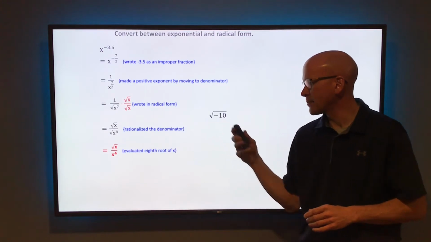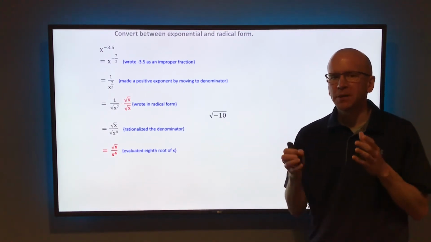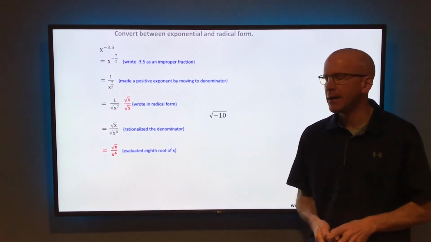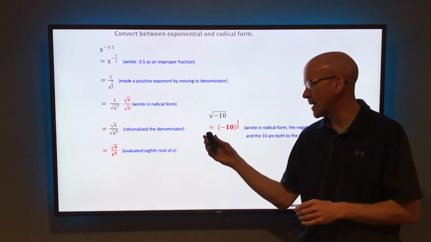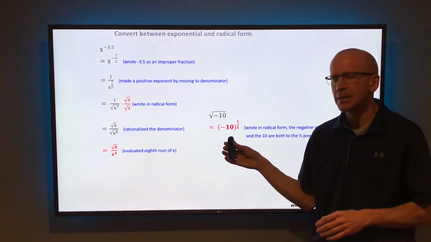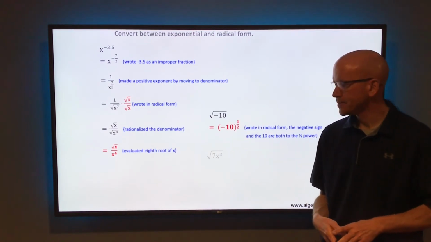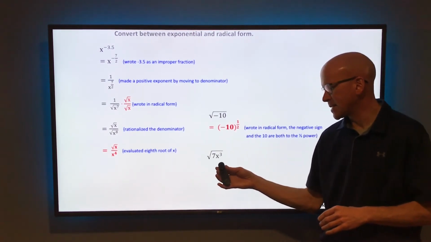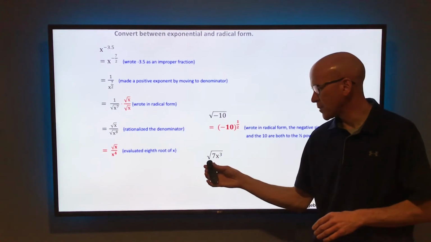Next, square root of negative 10. Well, that negative 10, just make sure you take the negative sign and the 10 to the 1/2 power. If you're going to write that with the fractional exponent, that would be negative 10 inside the parentheses to the 1/2 power.